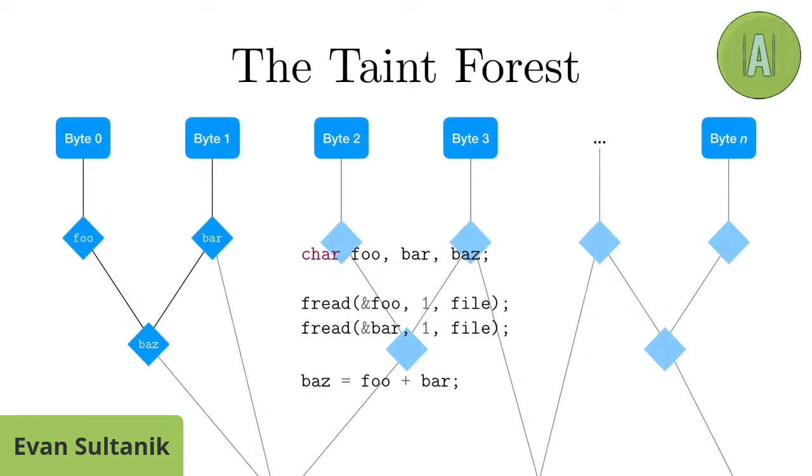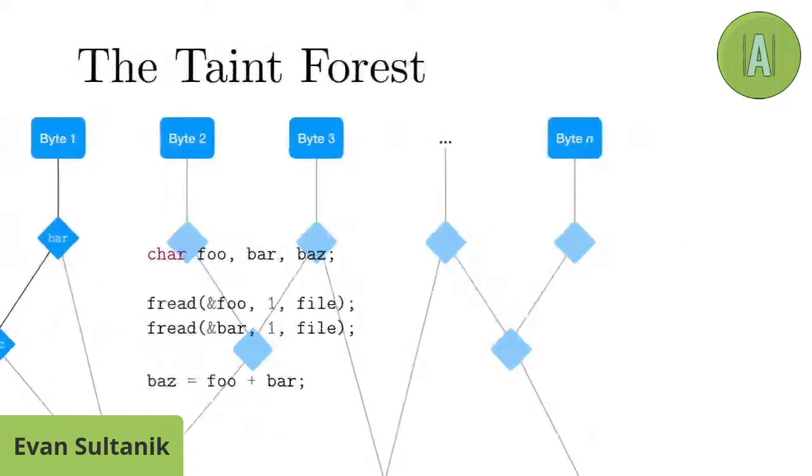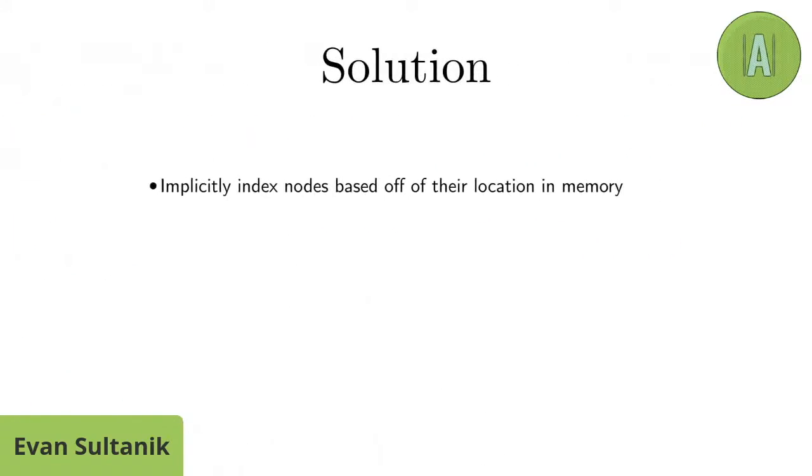So how can we make this more efficient? Well, one of the things that we can do is implicitly index nodes based off of their location in memory, right? We don't need to store pointers between each of the nodes if we can just store an index of where those nodes are in memory if they are all in contiguous memory space.